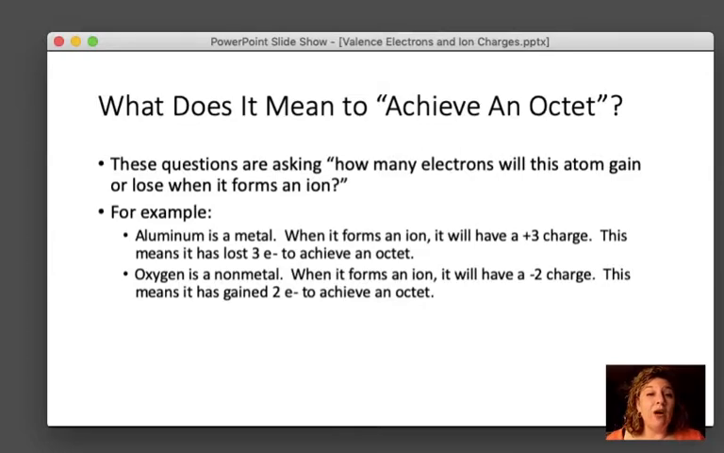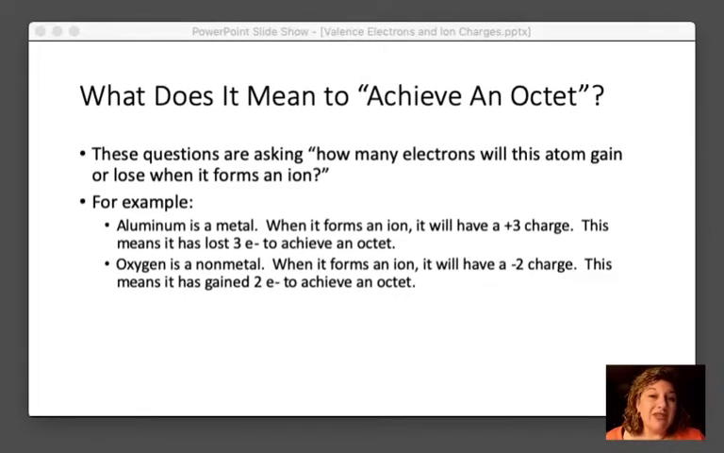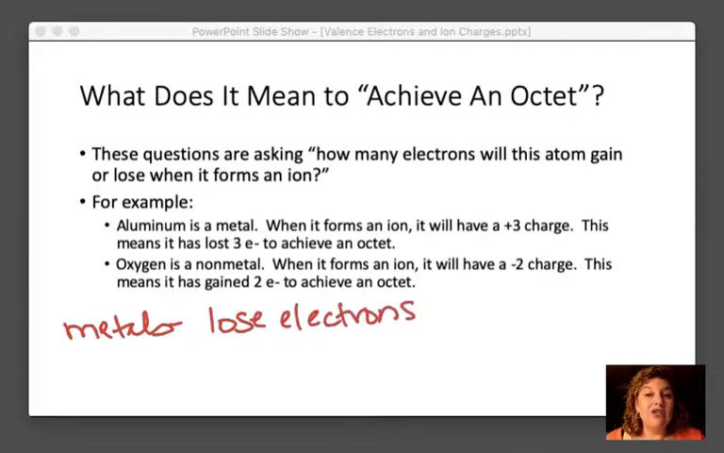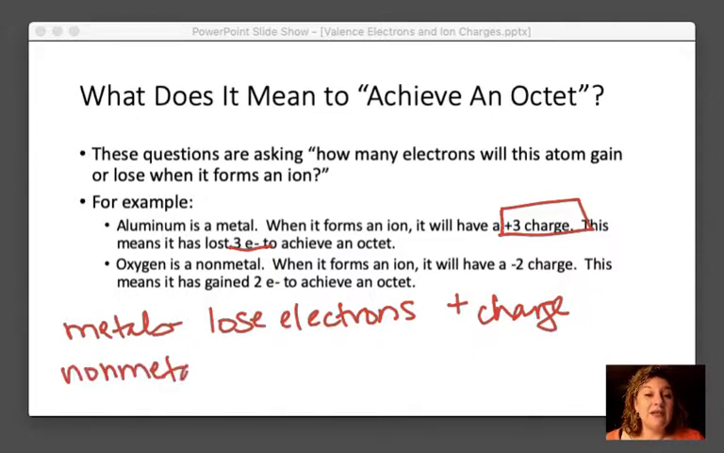So aluminum is a metal. All metals are going to lose electrons. It's like the definition of a metal, okay? Metals always lose electrons, and they're always going to form a positive charge. So it's probably going to ask you what charge is it? And you can't just say positive or negative. You have to give a positive number, like a +3, right? How many electrons is it losing? It's losing 3 electrons.